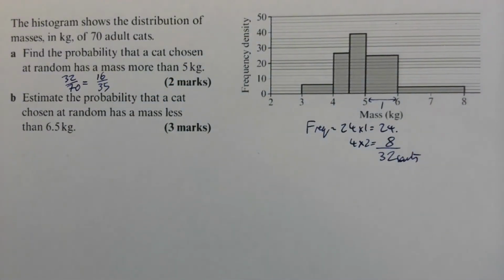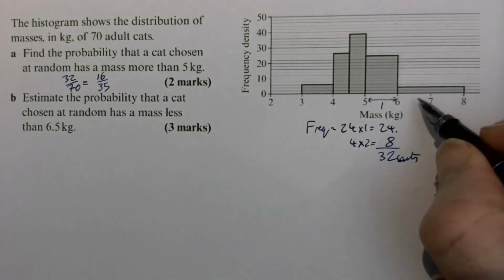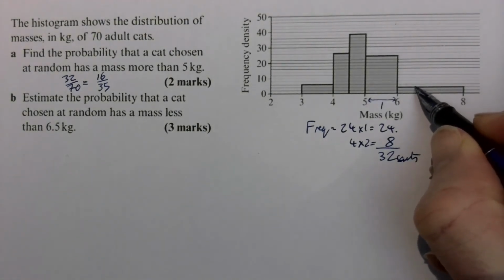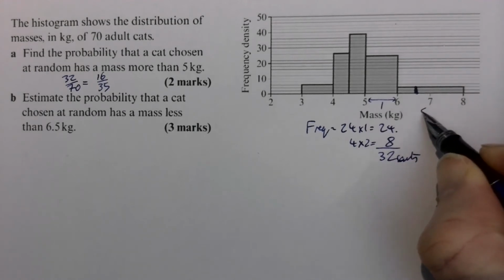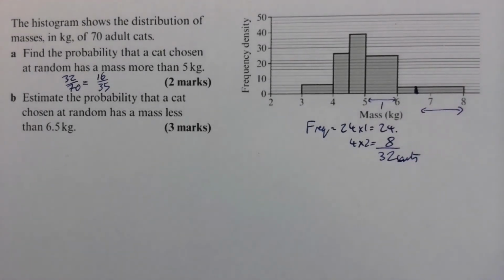Okay, estimate the probability a cat chosen at random has a mass less than 6.5. So this is going to need a little interpolation of a kind, isn't it? We know that there are 70 altogether, probably quicker just to find out how many are in that zone there.